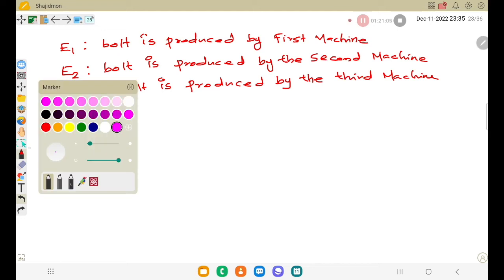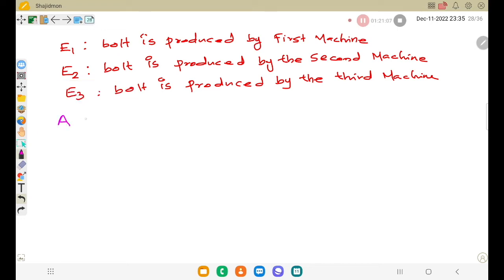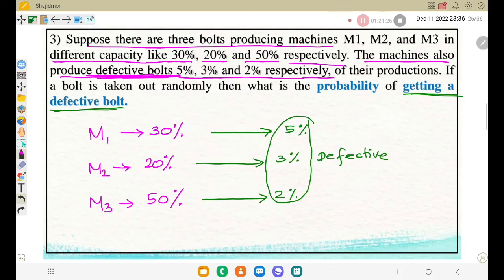Now, what is the event A we are taking? Another main event. A means defective bolt, correct? Getting a defective bolt. Hope you understood that one. This event we have taken. So, this is the idea.